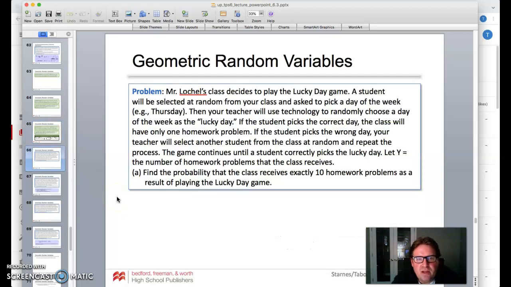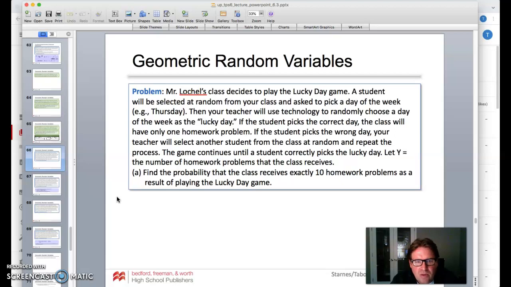So Mr. Locals' class decides to play the Lucky Day game. A student will be selected at random from your class and asked to pick a day of the week. For example, Thursday. Your teacher will then use technology to randomly choose a day of the week as the lucky day. If the student picks the correct day, class will only have 1 homework problem. If the student picks the wrong day, your teacher will select another student from the class at random and repeat the process. The game continues until a student correctly picks the lucky day.